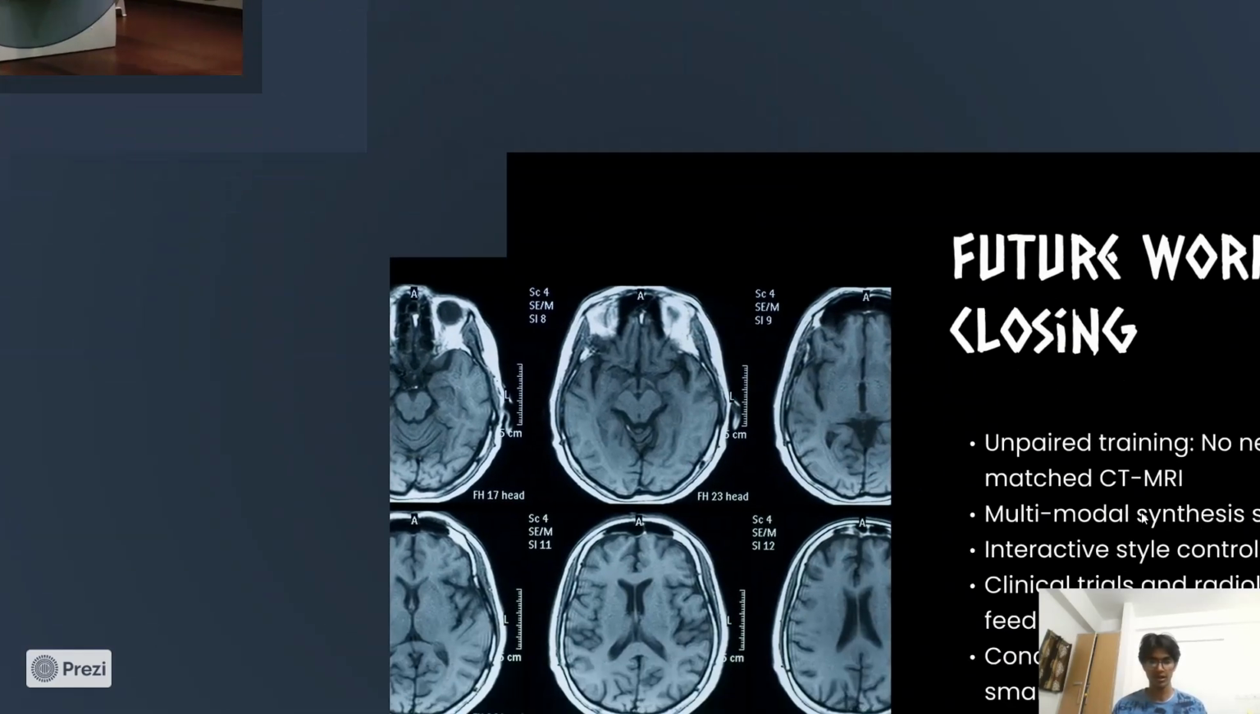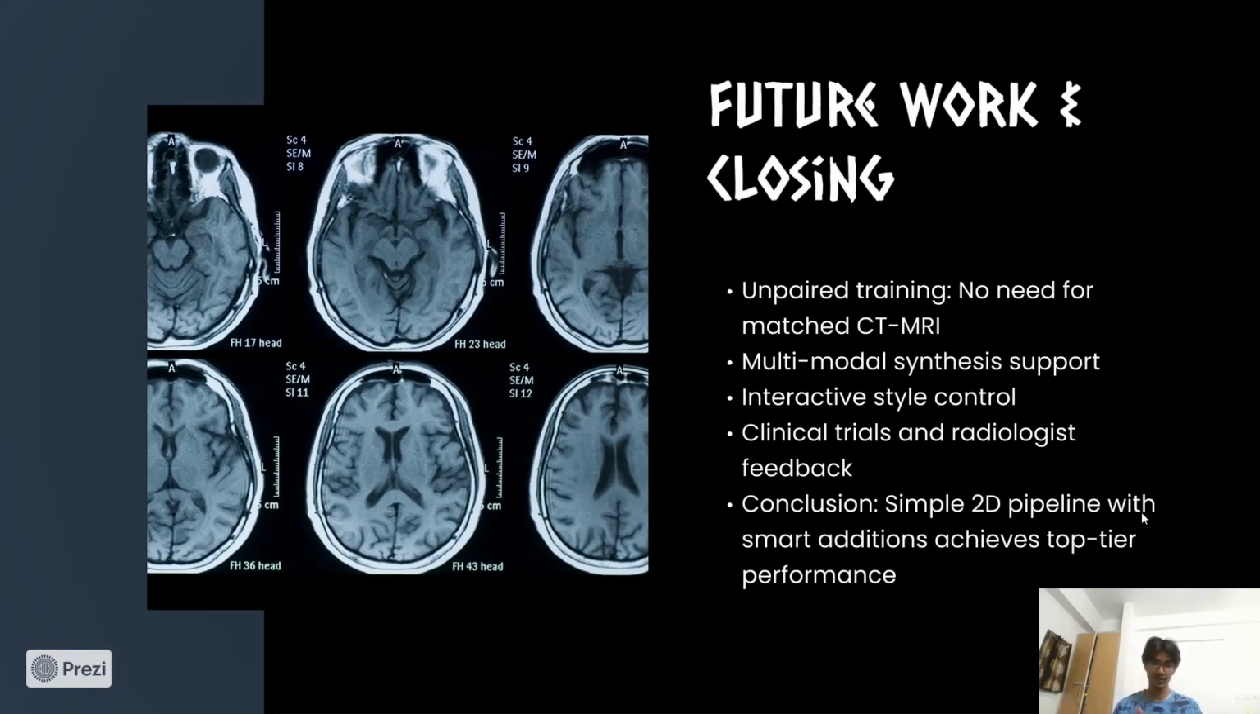So in the second part, we will be looking ahead. There are some exciting possibilities. We will discuss some points like unpaired training, multiple modalities, user control, and real world testing. In unpaired training, right now the method needs paired CT and MRI data to train and give results. But in the future, using unpaired data like in CycleGAN could make it even more useful.